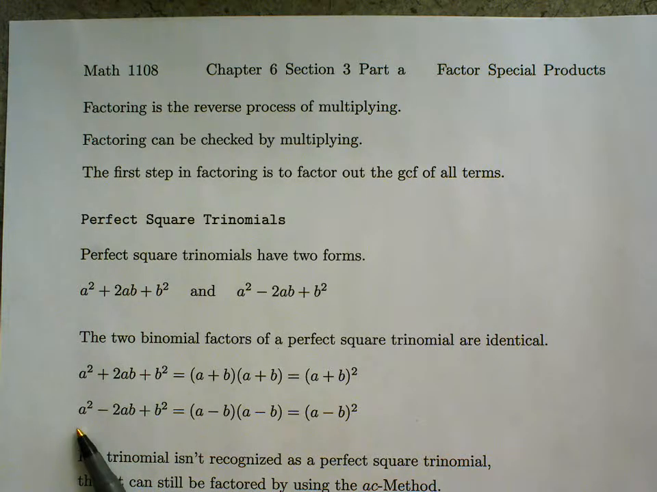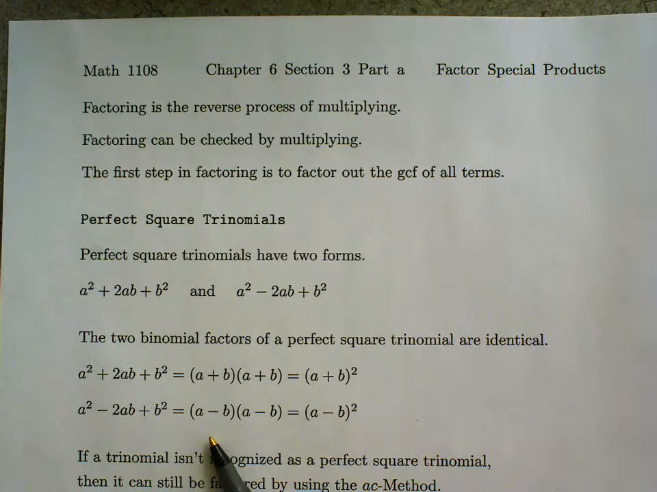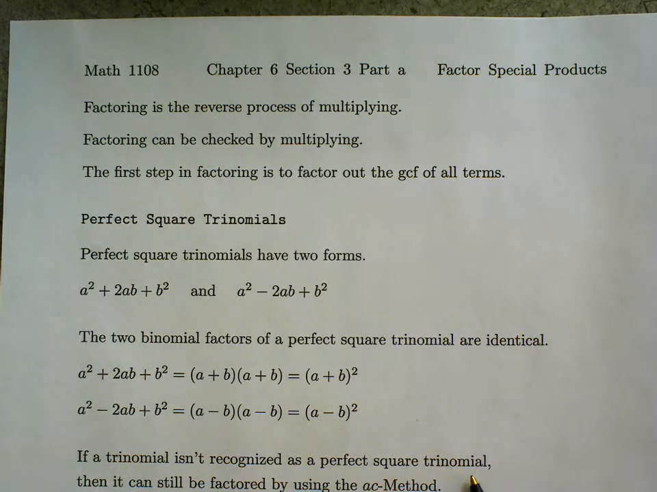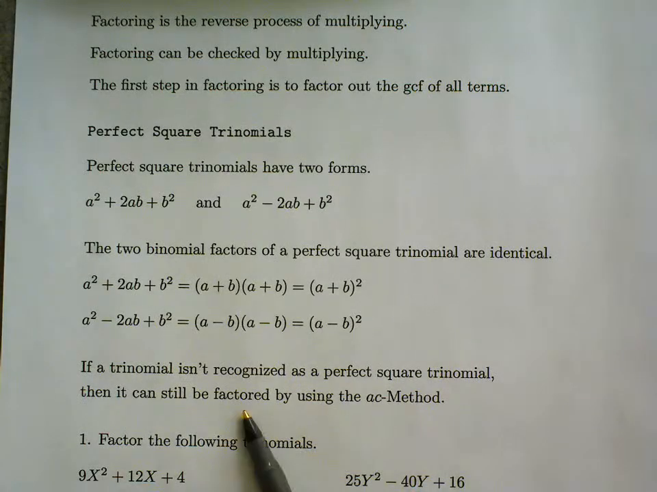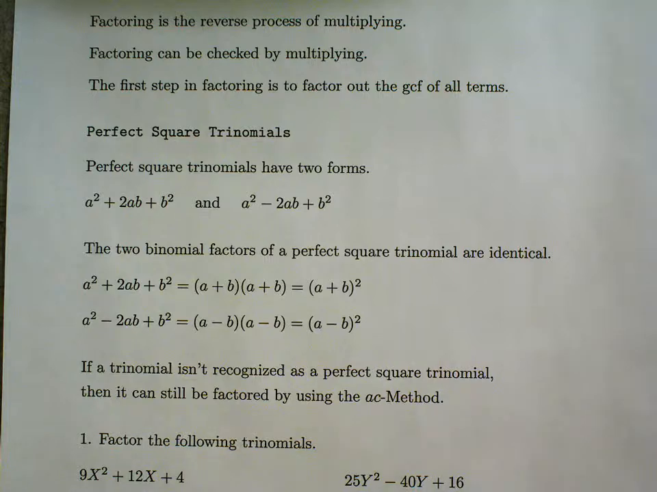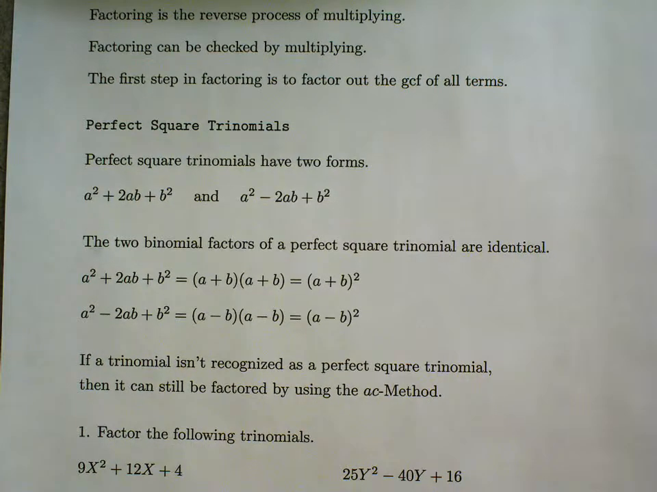And the other perfect square trinomial, a to the second minus 2ab plus b to the second, its two factors are a minus b times a minus b, or you can write it as squaring the binomial a minus b. If a trinomial isn't recognized as a perfect square trinomial, then it can still be factored by using the AC method. Okay, we'll look at some examples.